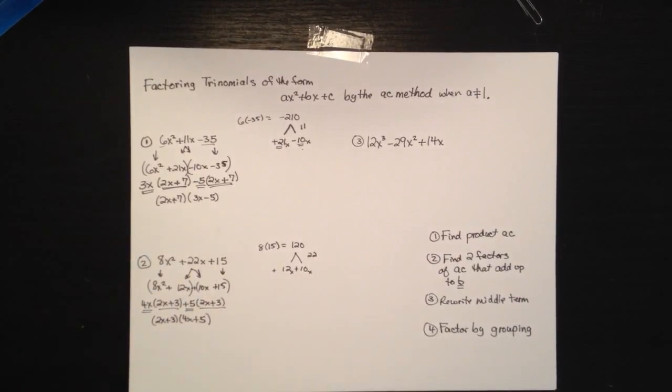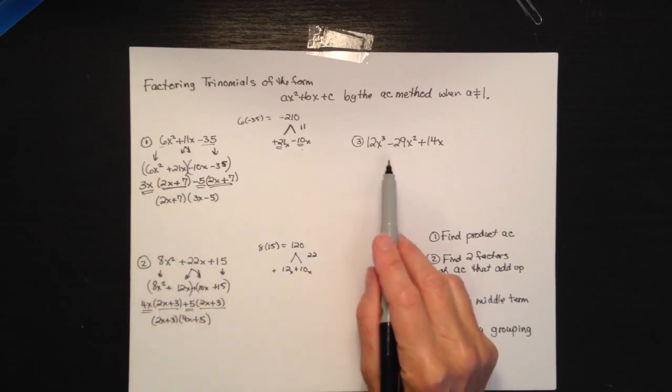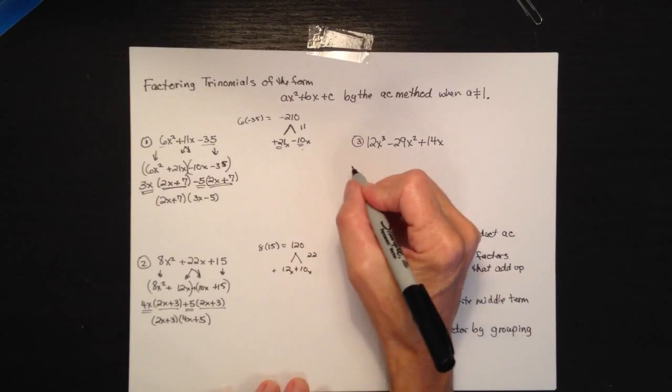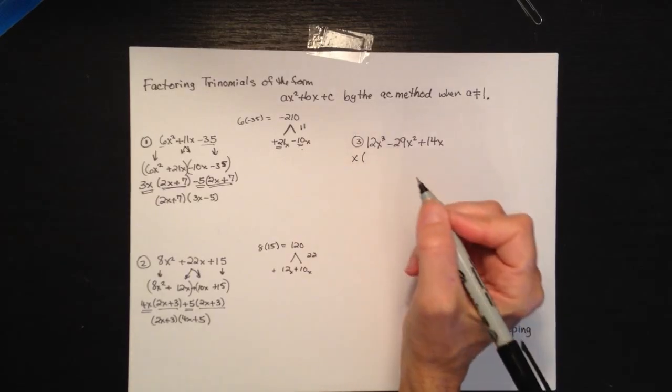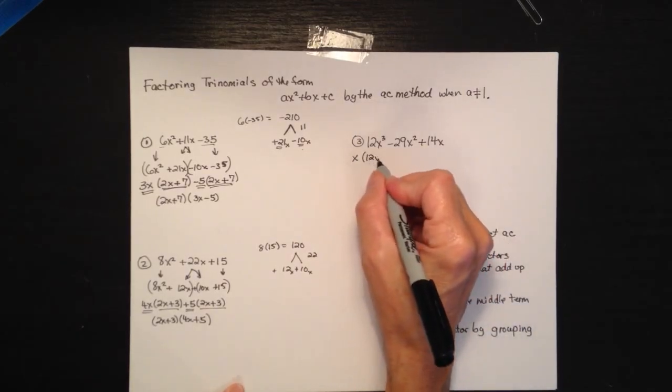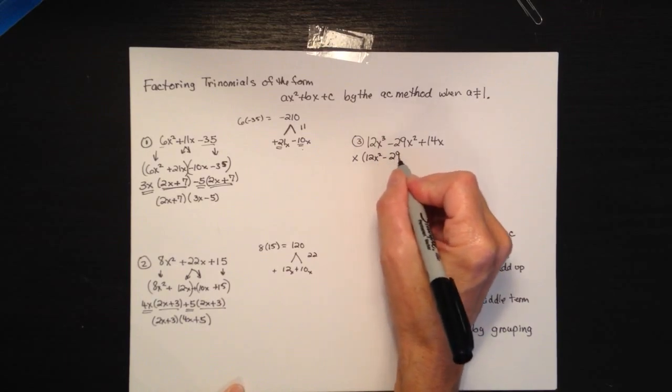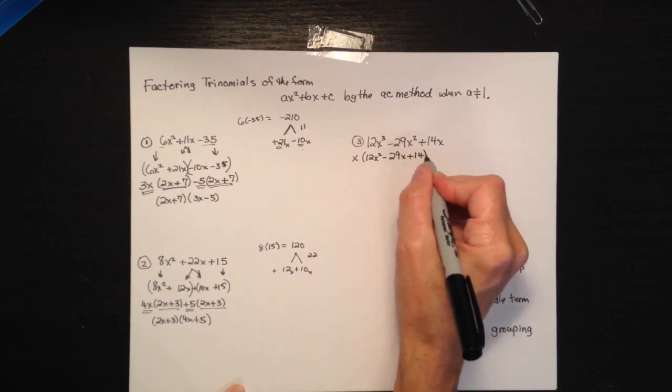Okay, the third one that I chose to look at is 12x cubed minus 29x squared plus 14x. This does not appear to be in the right form. However, the very first step to every factoring problem is to factor out the greatest common factor, if there is one. There was not one in number 1 or number 2, but in number 3, these have a greatest common factor we could pull out. We can pull out an x from each of these. And once I do that, I'm left with 12x squared minus 29x plus 14.